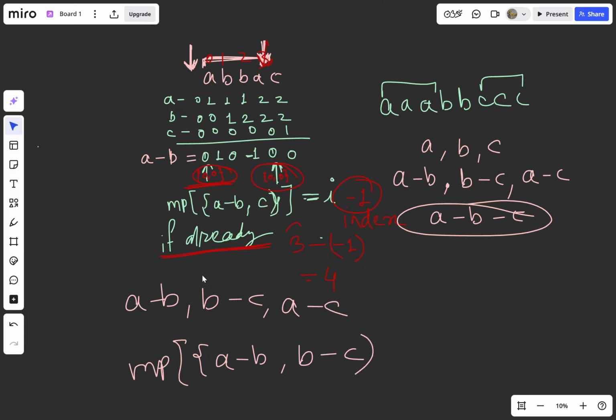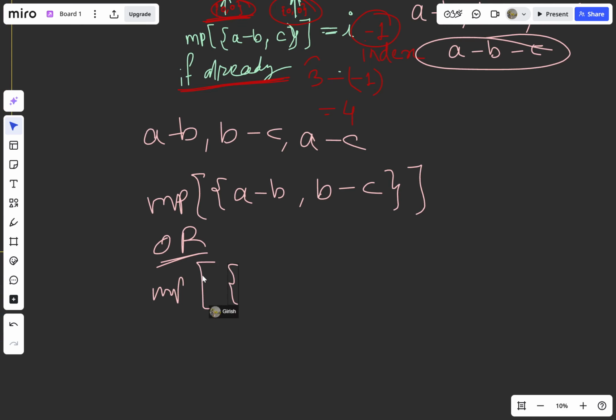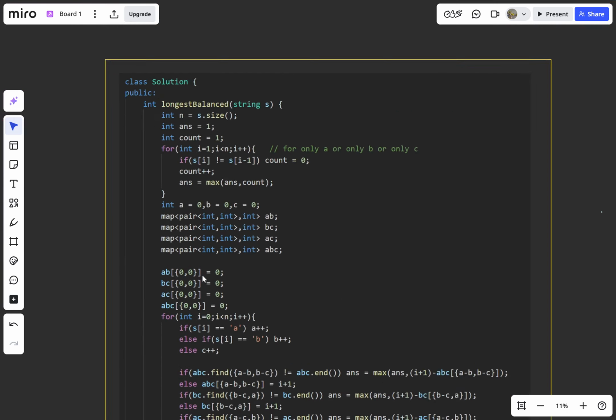This can also work, or it is possible to use a map of A minus C, A minus B, or A minus C. You can do any of them. Okay, if you got the approach, let's move towards our solution.